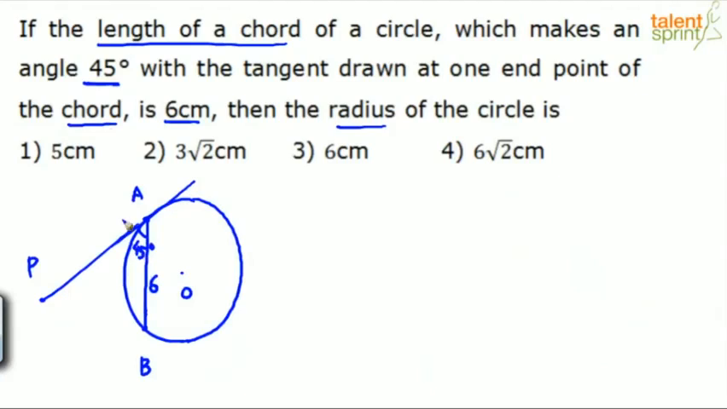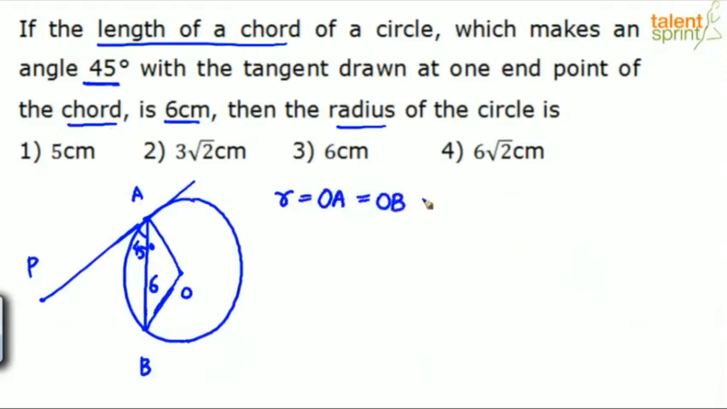Now, what is he asking us? We are supposed to find out the radius of the circle, right? See, the radius can be taken as either OA or OB. Construct this triangle OAB. O, A, and B. Right? OAB. So, this is the radius. OA or OB can be taken as the radius. R equals OA equals OB.